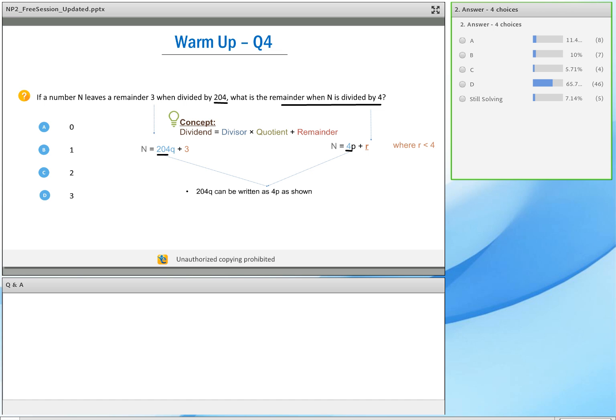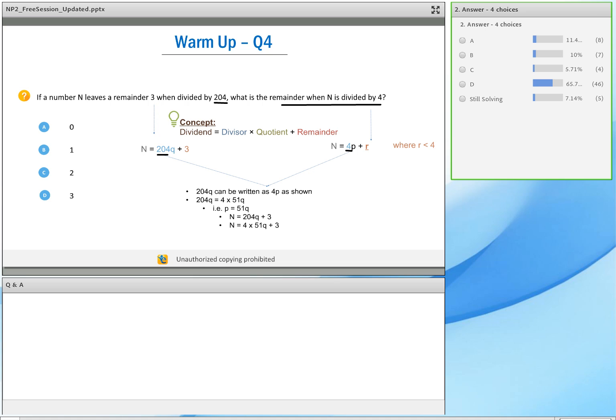So we write this as saying, hey, let's write 204q as 4 times p. Okay, so 204q is 4 times 51q, which means p is equal to 51q.